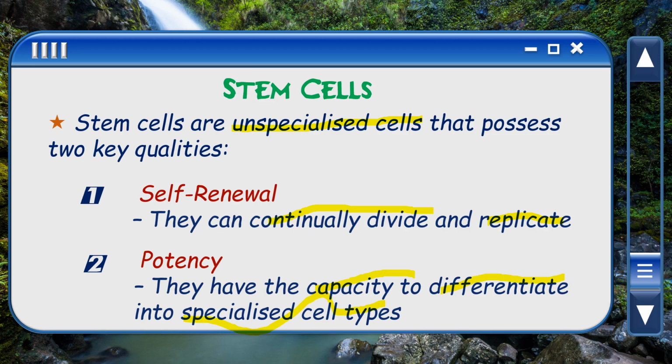So, a stem cell is a cell which is not specialized, but it can continue to divide and replicate. That is what we call self-renewal. And potency: they have the capacity to differentiate into specialized cell types. That is, they can change into any type of cell.